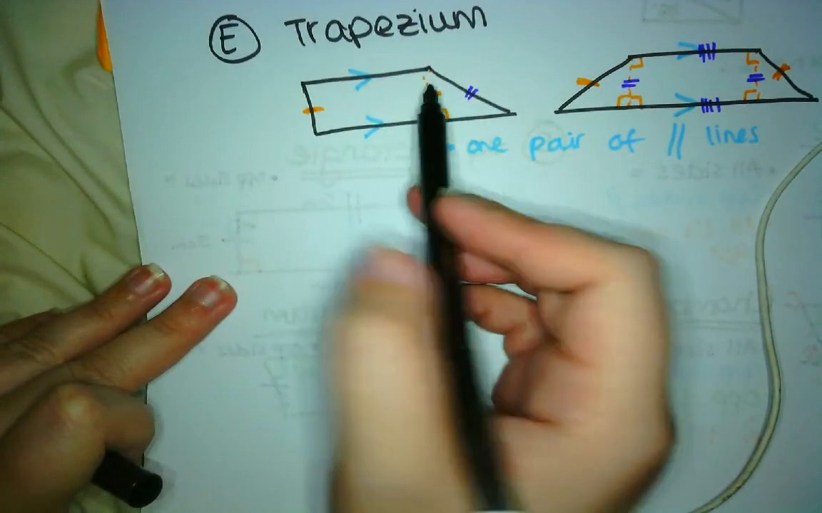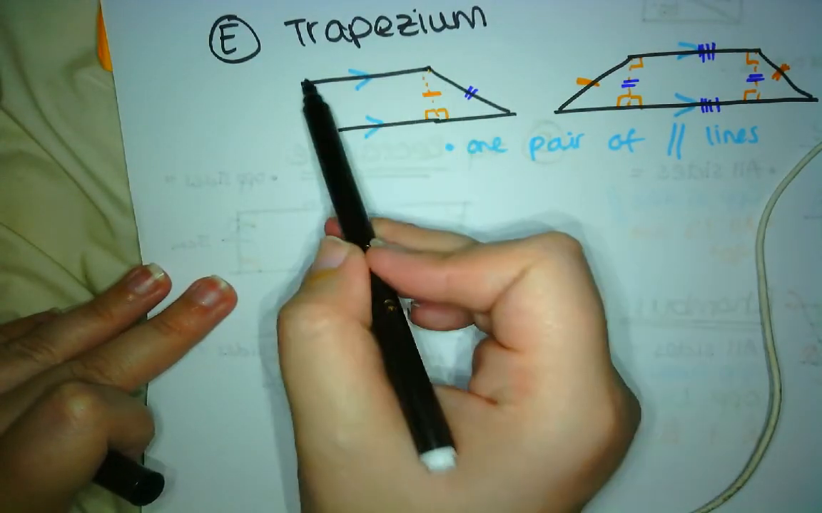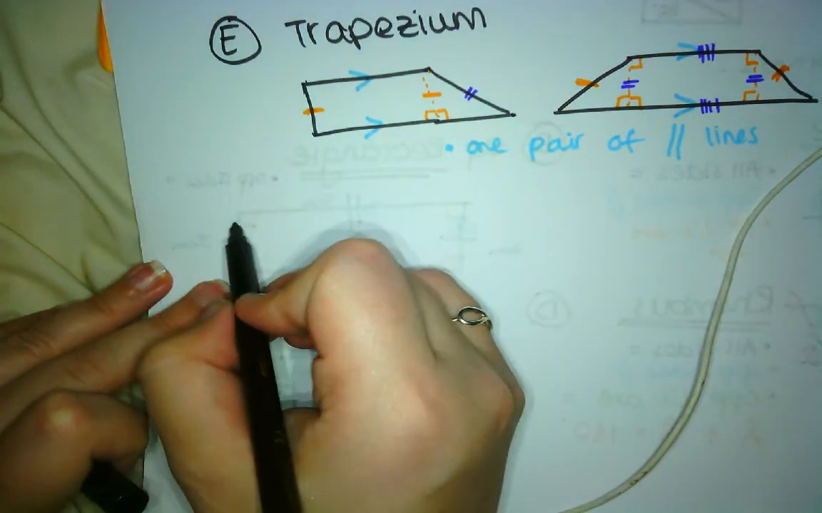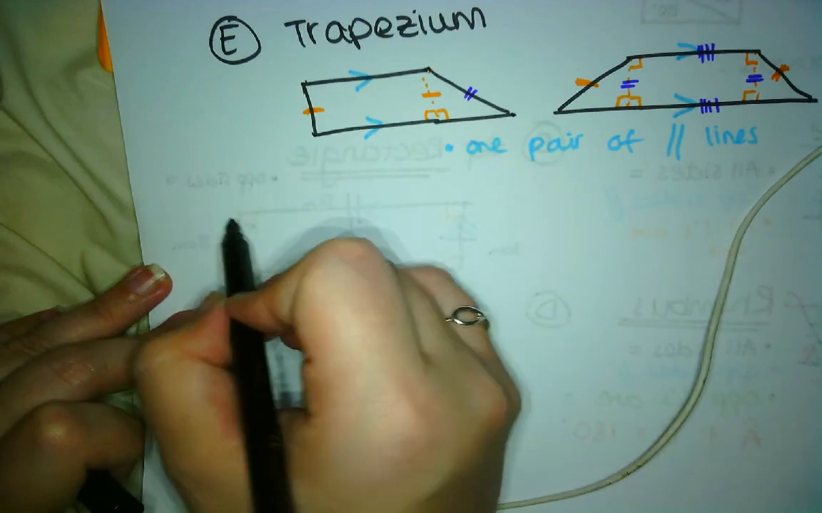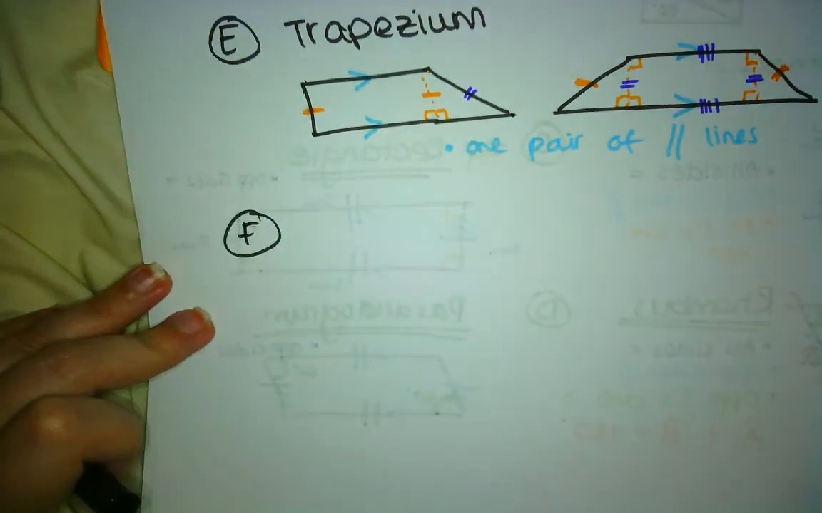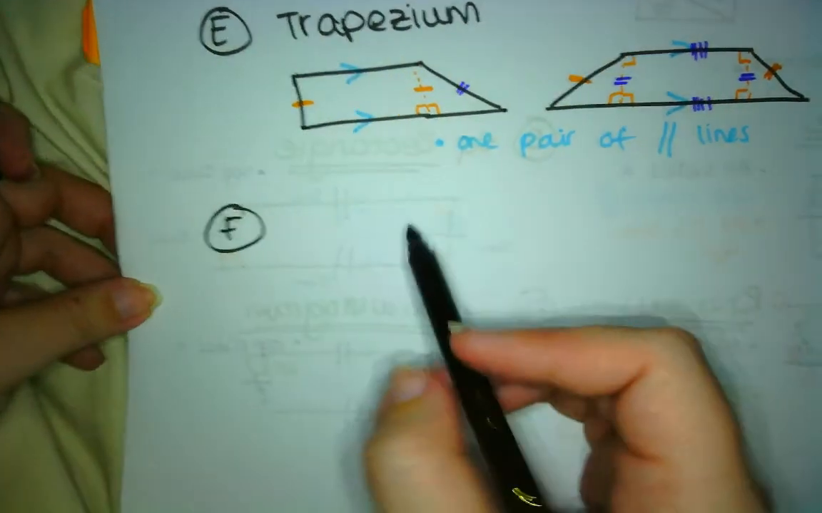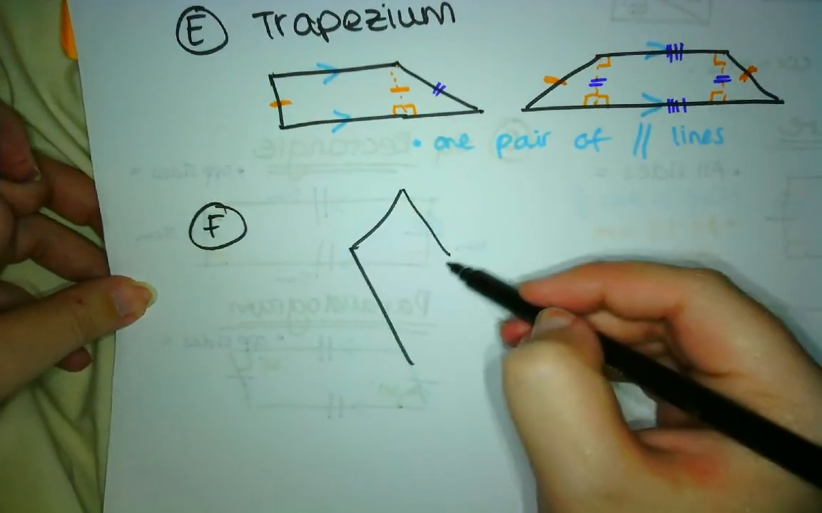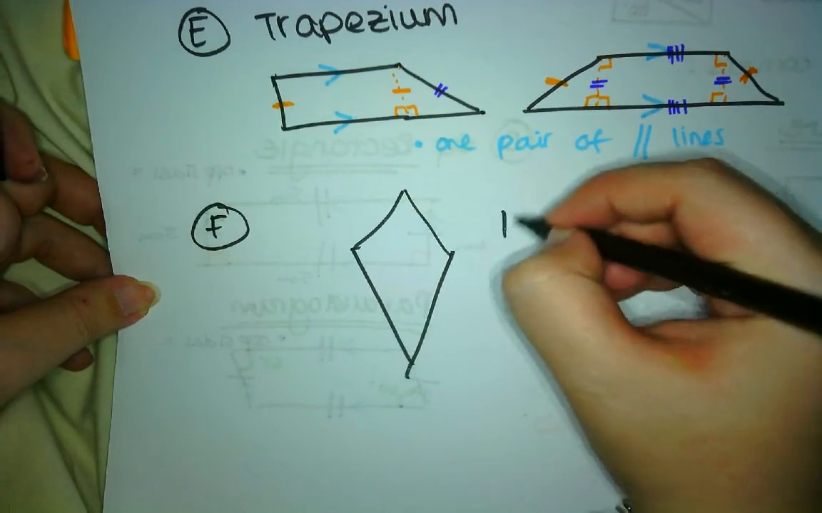And they all add up to 360, remember, because it's 1, 2, 3, 4 corners. Okay, and then D, E, F. Last one. Okay, last one is a kite. Okay, a kite.